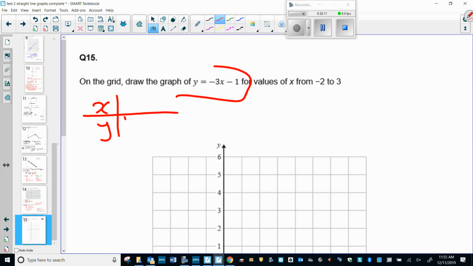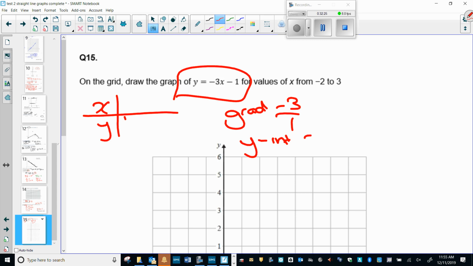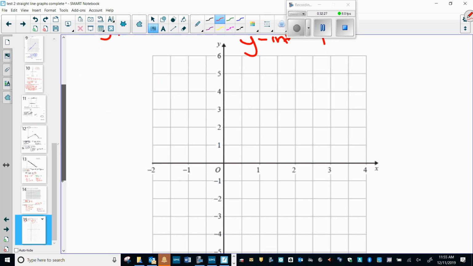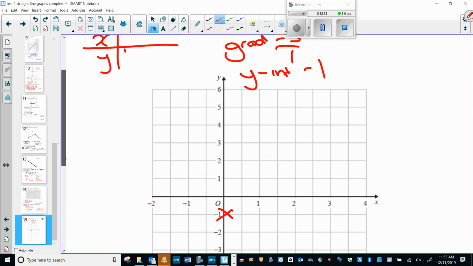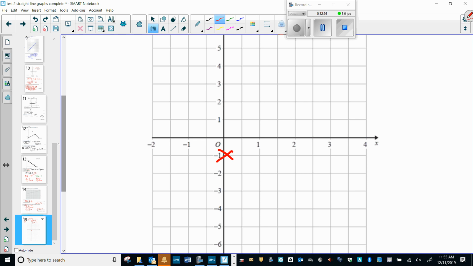What features of the graph can we establish from this equation? The gradient. Okay, so what's the gradient? -3. What does that mean? -3 over 1. What's the y-intercept? -1. So we know we're going to cross the axis at -1. And having a gradient of -3 over 1 tells me we're doing what? Going down. How many? Down 1, 2, 3, and across how many? 1. Now you've got to be careful here.